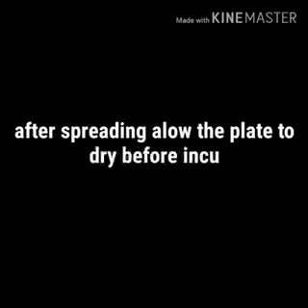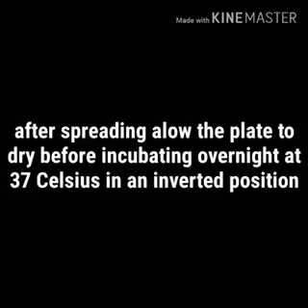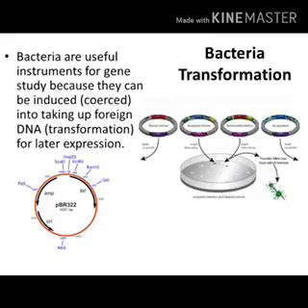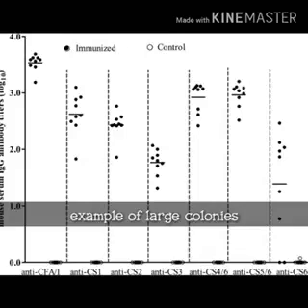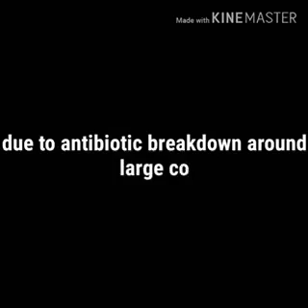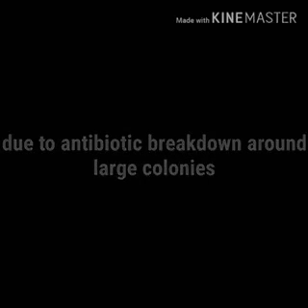After spreading, allow the plate to dry before incubating overnight at 37 Celsius in an inverted position. The culture plates are examined the next day for colony formation. Prolonged incubation should be avoided, as it often results in fusion of large colonies and the appearance of smaller, antibiotic-sensitive surrounding colonies due to antibiotic breakdown around large colonies.